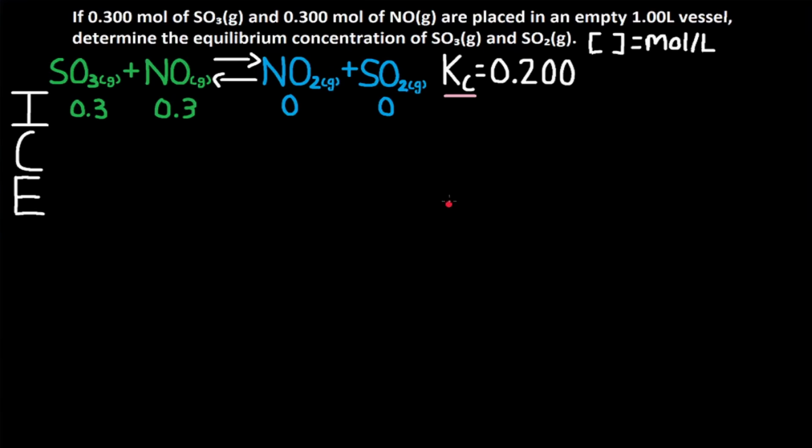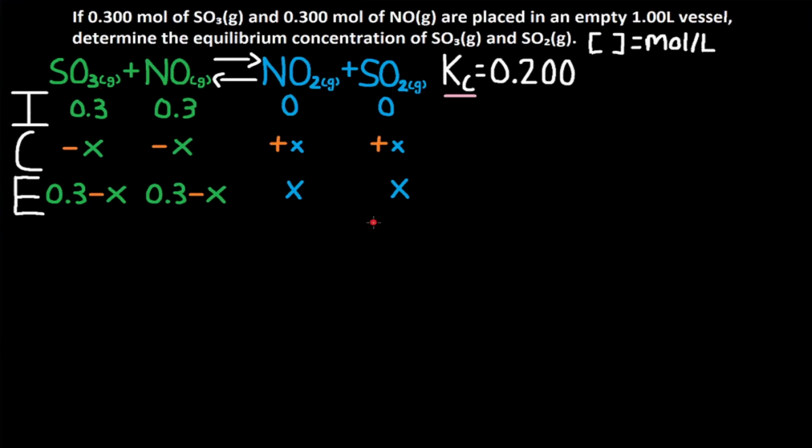So now we're going to have to use variables. Remember, whatever has an initial concentration of 0 must have a positive change. So NO2 and SO2 will have a positive change of x, and that means they will have an equilibrium value of just x, 0 plus x. SO3 and NO are on the reactant side, so their change will be negative x, no coefficients, so it won't multiply the change. 0.3 plus negative x, which is 0.3 minus x, will get us the equilibrium values. They both are the same, so 0.3 minus x will be their equilibrium values.